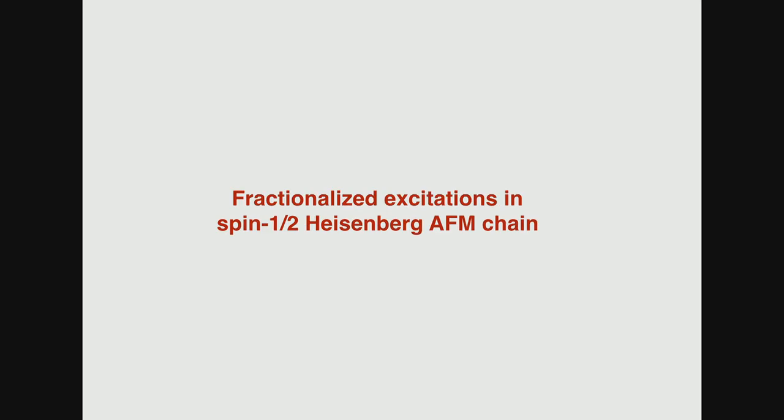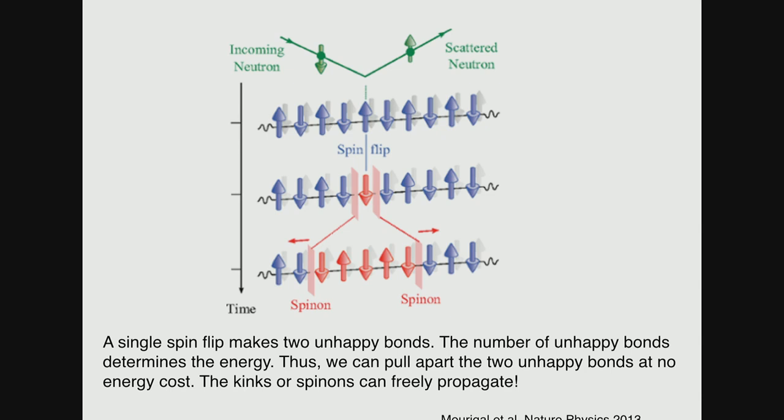Okay, so a simple example of a fractionalized excitation can be seen in spin 1/2 chains. Basically, if you have a 1D chain, imagine that a neutron comes in and flips one spin. Then you create two unhappy bonds, and the energy depends on the number of these unhappy bonds. You can flip further on, and you see that these kinks, or these spinons, can freely propagate because you're not creating in one dimension any new unhappy bonds. So you can think about these spinons as freely propagating particles.